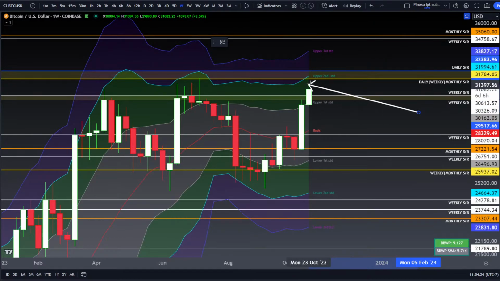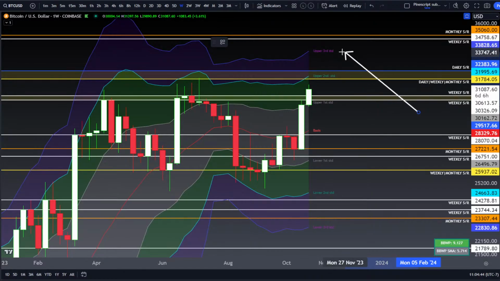So that is something to pay attention to if price reaches up to this 31.8 to this daily above at 32.4. Above there, I do think it's pretty clear sailing, probably to around $33,000. I don't have a specific level marked for you on that, but I would say somewhere around 33. And then the next big area to look for is this weekly at 34,750 to the monthly overhead at around $35,000.